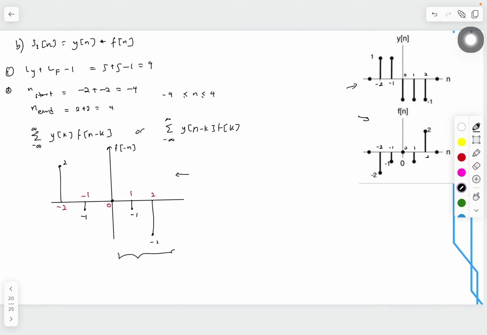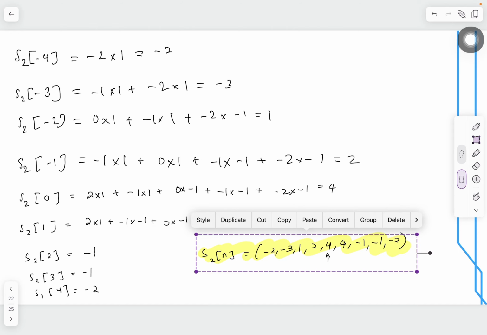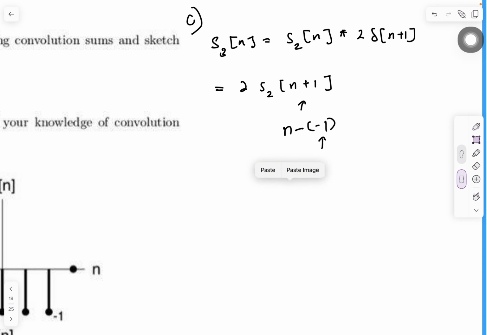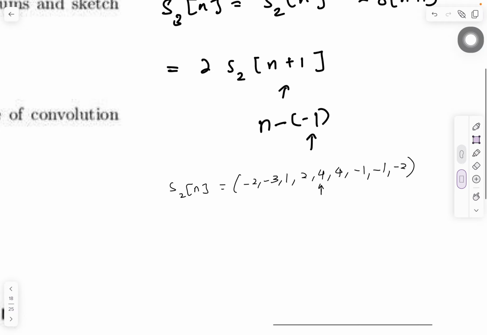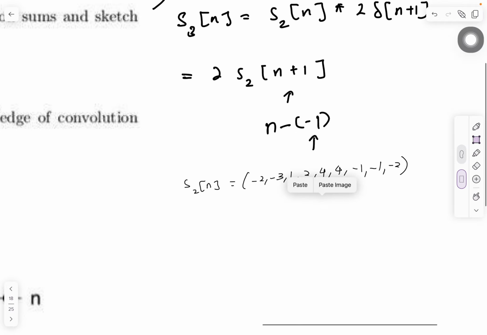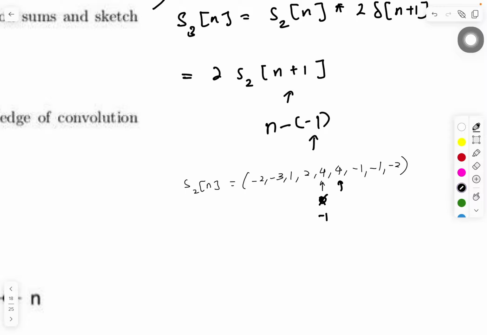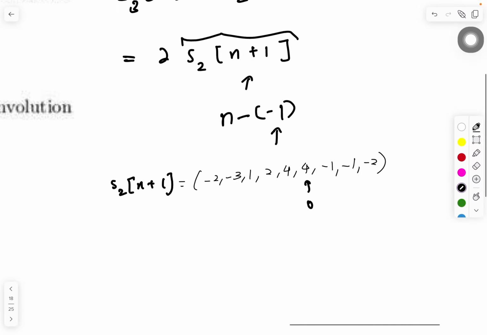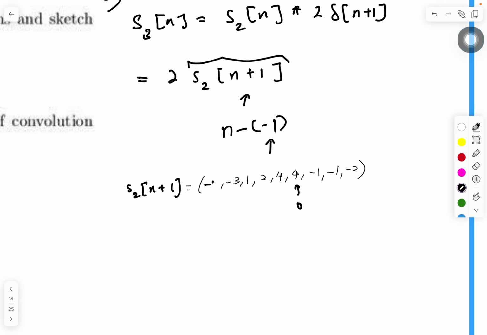So let's get the answer of S2[n]. So for S2[n], whatever was at 0 will now be at -1. So if that becomes -1, it means the new 0 is here, so that it becomes S2[n plus 1]. So we have done only this portion. Now we need to multiply all of the amplitudes by 2 to get the final result. So it will be -4 -6 2 4 8 8 -2 -2 -4.